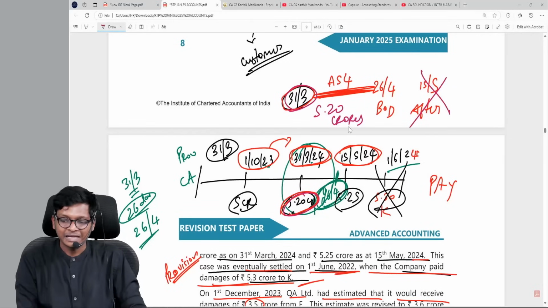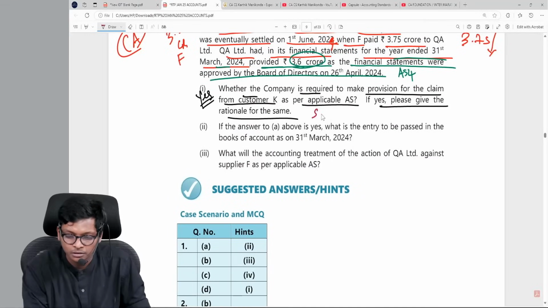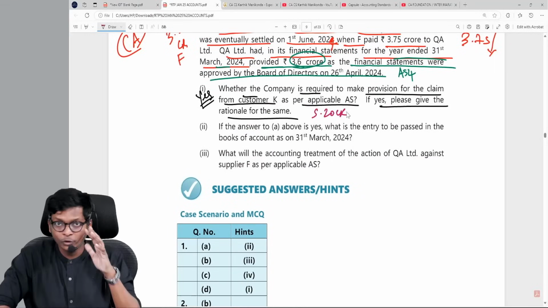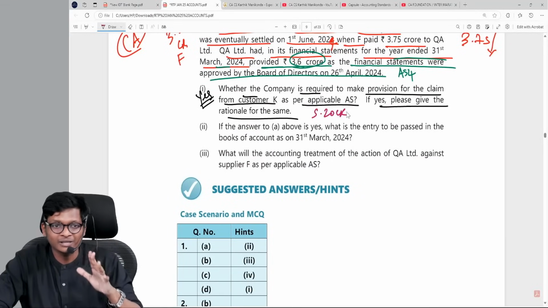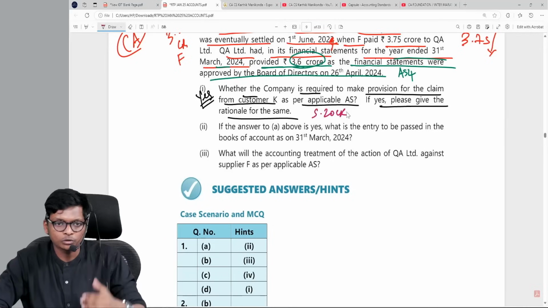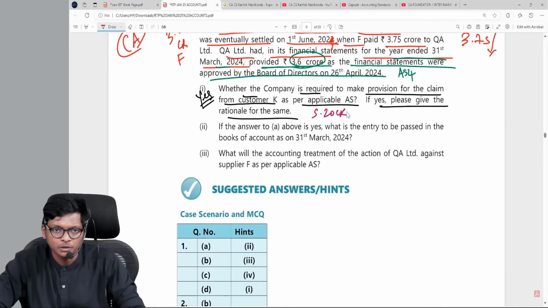5.20 crores. How much will I create a provision for, guys? 5.20 crores. I am going fast. RTP, I will go fast, guys. Are you understanding? Okay, I will take doubts later. We will come to that.